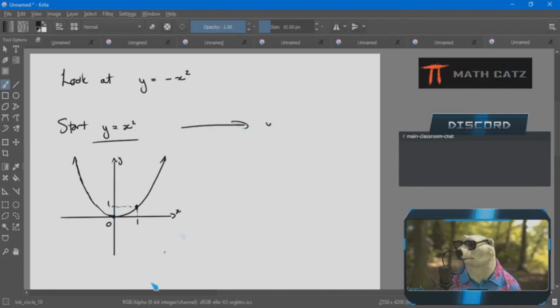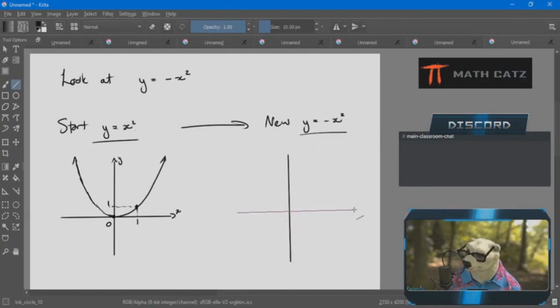Now I'm going to look at my new function, y equals negative x squared, and its graph. Set it up. All right. Now, when x is 0, I got a y value of 0. To get a y value of 0 in this new case, x is still going to have to be 0. So that point doesn't change, the vertex doesn't change.